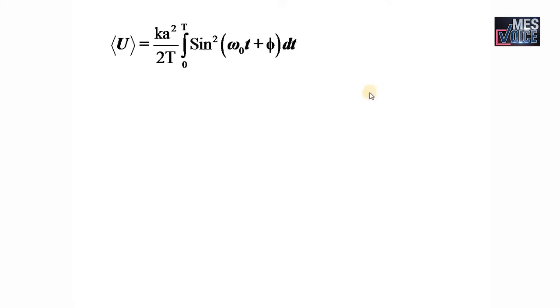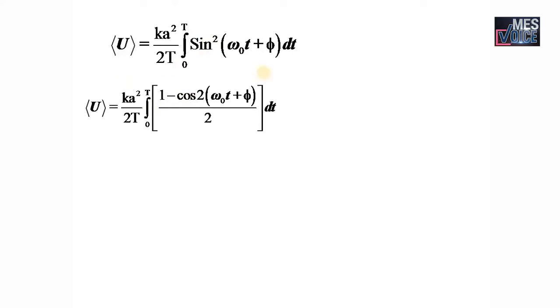Sine square omega 0 t plus phi can be written in a summation form. Sine square theta is equal to 1 minus cos 2 theta by 2. That standard formula is used here. We replace sine square omega 0 t plus phi by 1 minus cos 2 omega 0 t plus phi, by 2.